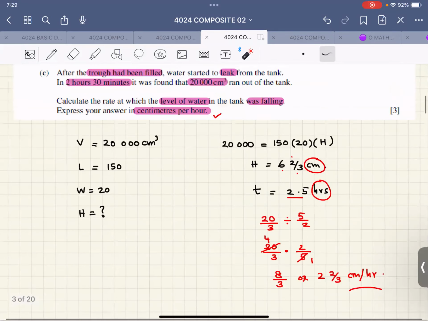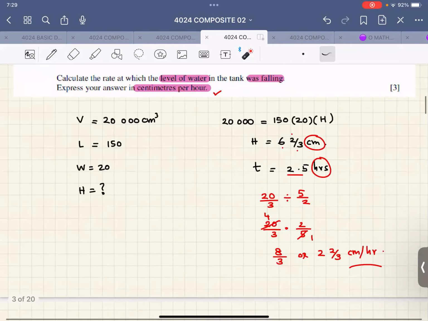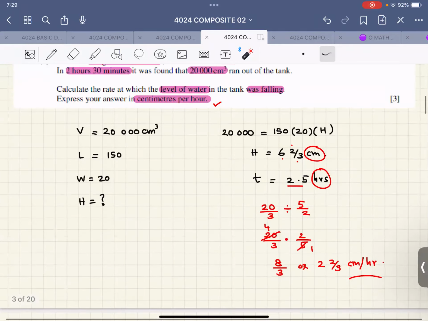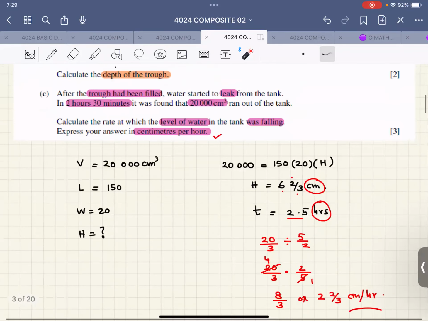And this is 2 hours, 30 minutes. So in hours, this is 2.5 hours. That is 20 over 3 into 2 over 5. 5 ones are 5, 5 fours are 20, 4 twos are 8. 8 over 3, that is 2 2/3 centimeters per hour. That is all good, all perfect. So this question is done.